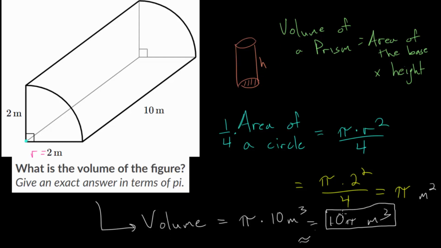But like I said, if you do want to approximate this, pi is approximately 3.14. So if we multiply that by 10, we would get approximately 31.4 cubic meters.